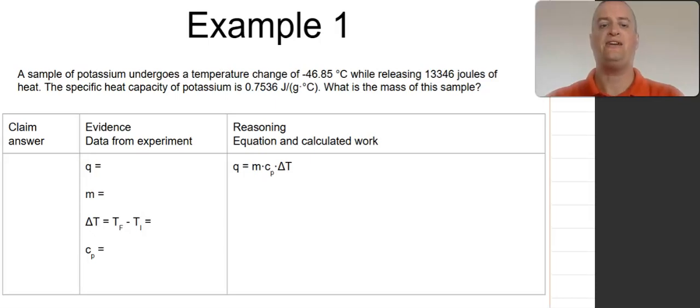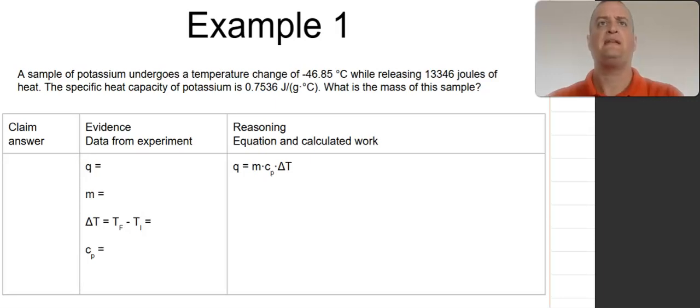All right, let's look at some of these examples and how we're going to set them up. We're going to use the idea of CER, claim, evidence, and reasoning, in order to really lay out all of our math stuff. So the claim will be our answer in the end. We'll get to that in a moment. Next, evidence, data from the experiment or things from the problem. So we're going to read the problem and just write in what each of these are. This is always going to be our starting point.